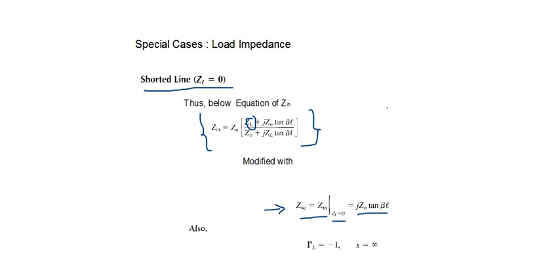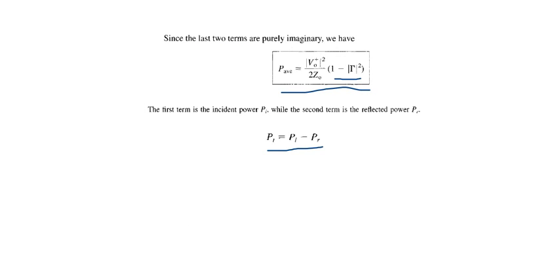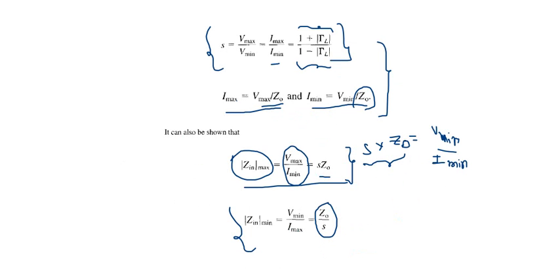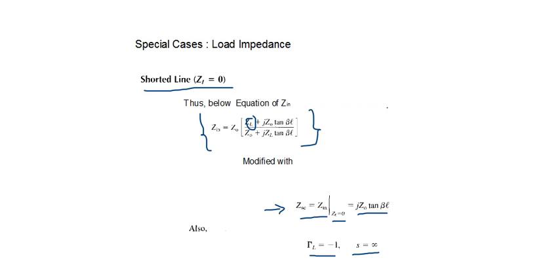Now if I put this relationship in the equation of the reflection coefficient, which we have already seen, it comes with the value -1 because of the short circuit, and the voltage standing wave ratio is infinity. We already saw that the voltage standing wave ratio is 1 plus |Γ L| upon 1 minus |Γ L|. If you put in the same relationship, then you get 1 upon 0, and that's why the standing wave ratio is equal to infinity.